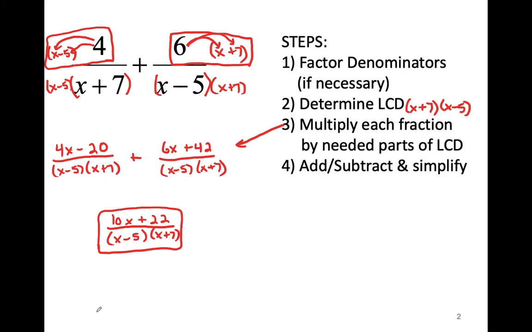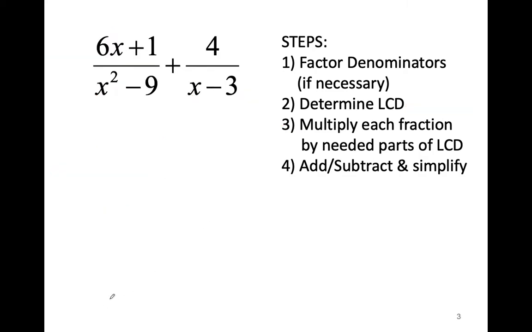So let's do a couple more of those. Let's take this one. Now, step number 1 is always factor if necessary. So I'm always going to look at my denominators and say, hey, what can I factor here? Don't worry about your numerators. Well, to begin with, I can take x squared minus 9, and I know that I can factor that. That's a difference of squares. So I'm going to factor that into x plus 3 and x minus 3.